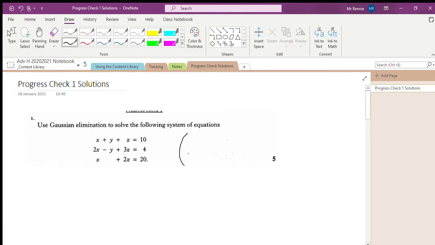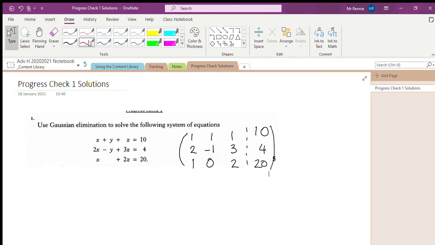So the matrix is we've got 1x, 1y, 1z, and that equals 10 in the first row. We've got 2 x's, minus a y and 3 z's, and that equals 4 in the second row. And we've got 1 x, no y's, and 2 z's on the last row, and that equals 20. Okay, so my aim is to solve this augmented matrix.